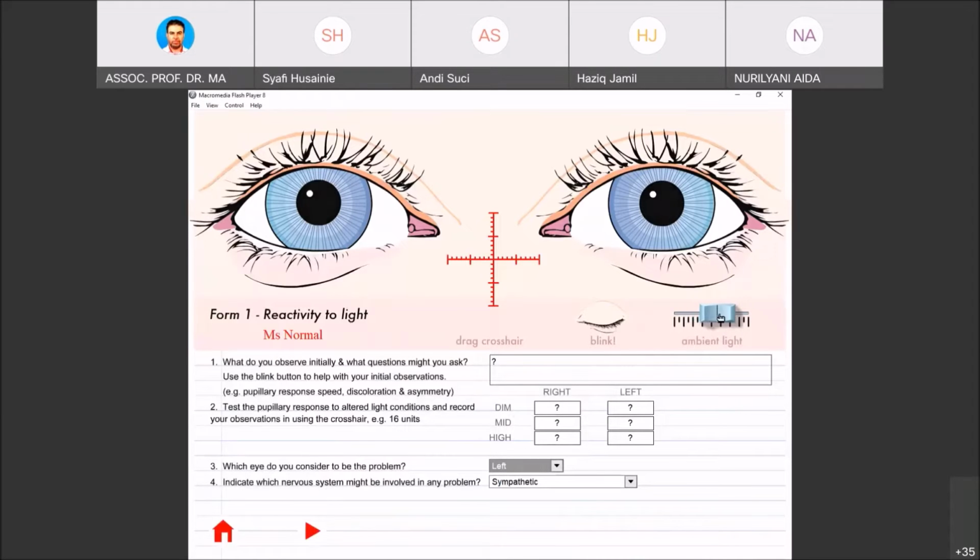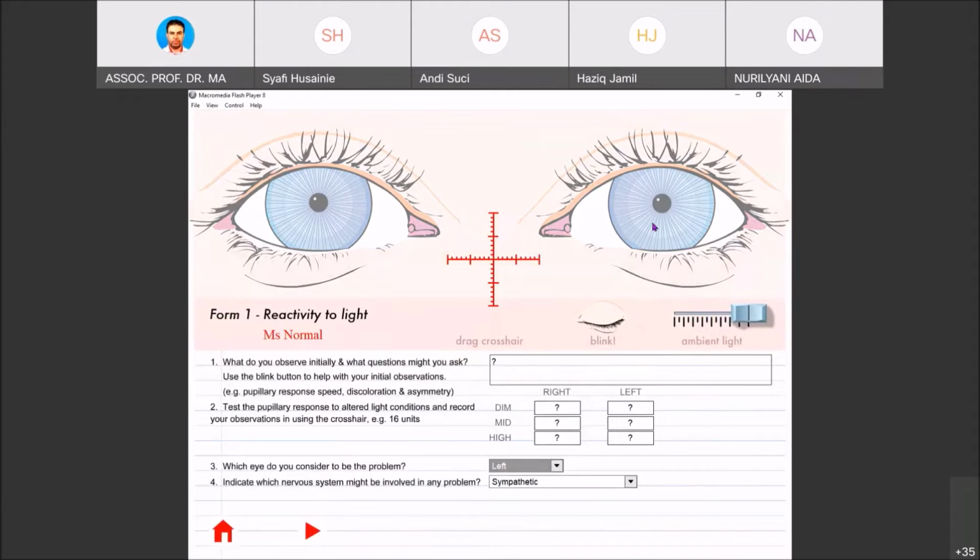So what happens if I increase the light intensity? What will happen to the pupils? Decrease in size. Okay, decrease in diameter. This is what we call miosis. And then here, you see that in the middle, there is the crosshair measuring device. We can check on each side the diameter of each pupil. So on the left eye of the patient, how many units do you see on the scale, the measure of the diameter of the pupil?